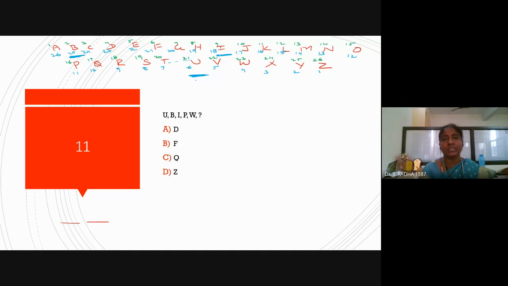Just to find out what logic is followed. After U, 6 letters are skipped: V, W, X, Y, Z, and then A. Six letters are skipped, B is the next letter. Again, 6 letters are skipped, I is the next letter. Then 6 letters are skipped, P is the next letter.